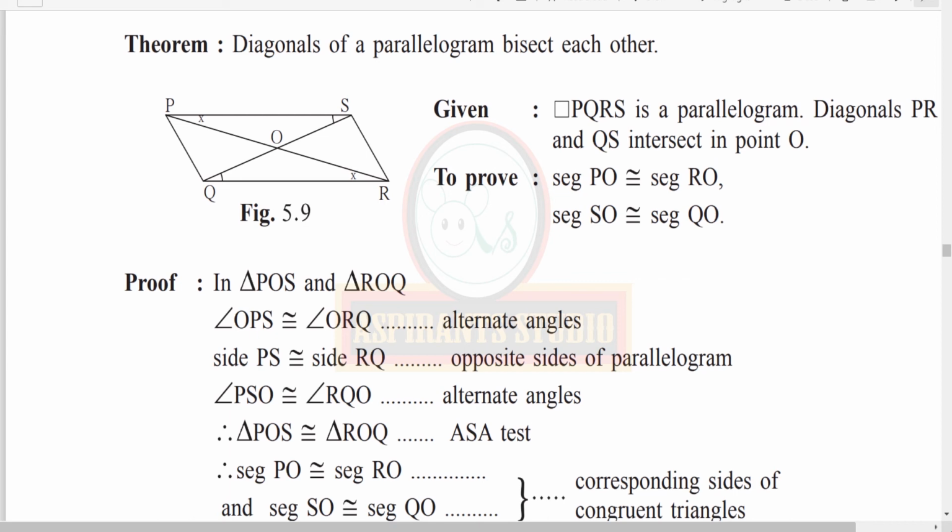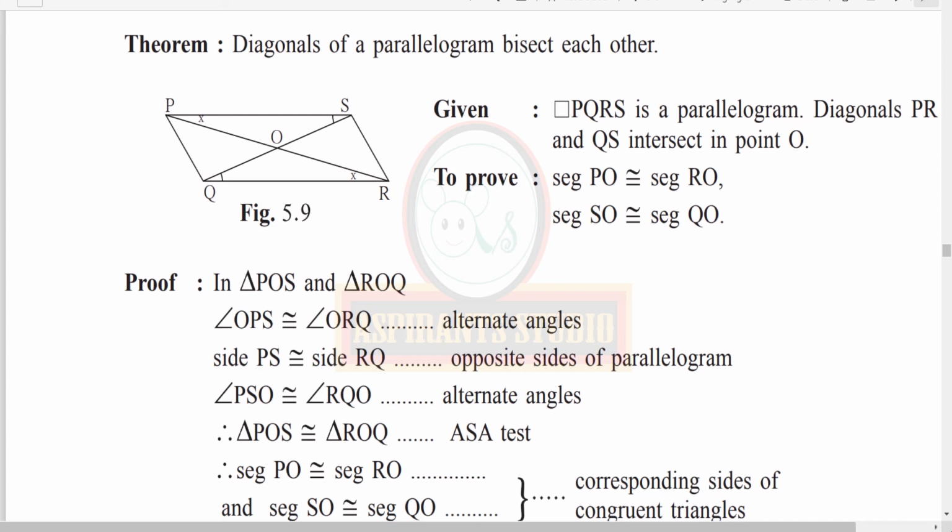Now side PS is congruent to side RQ because they are opposite sides of a parallelogram. Opposite sides of a parallelogram are congruent. So side PS is congruent to side RQ. Now coming to the next one.